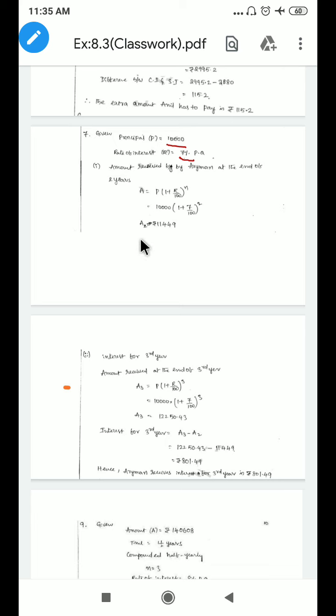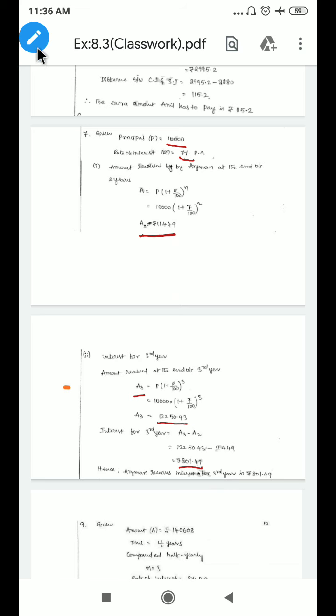So easily you can find the amount by using this formula. Now our second question is the interest for the third year. So you have to find the third year interest only. So what to do? Firstly you have to find the amount in the third year. Here this is our amount in the third year, and the amount in the second year is this much. So you have to subtract the amount of the second year from the amount of the third year. Then we will get the interest paid in the third year.